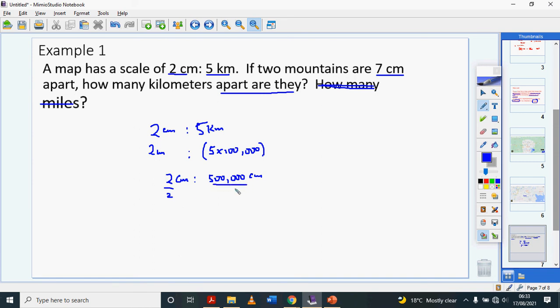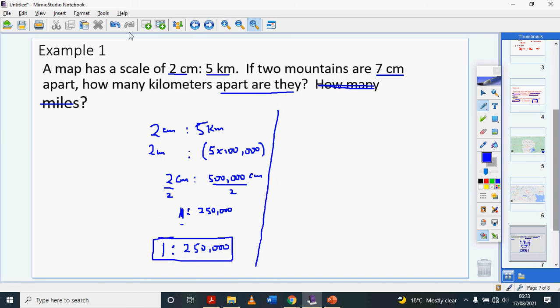Now at this stage, I can divide by 2 so that I can reduce it. Divide by 2, so I have 1 centimeter represents 250,000 centimeters. I don't even have to write the centimeters because they are the same unit, so they cancel out. So this is my scale. 1 centimeter on the map represents 250,000 centimeters on the ground. That is the scale I'm working with.